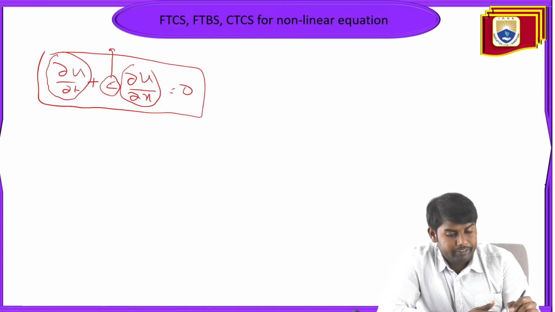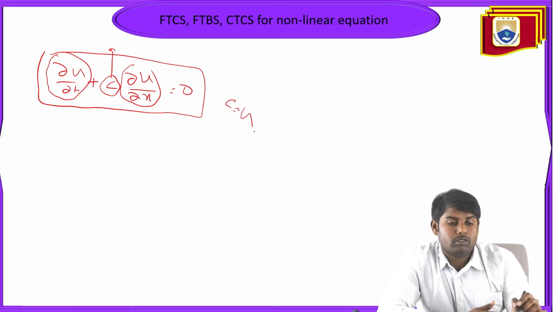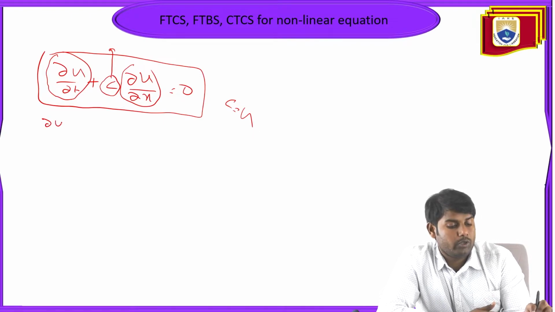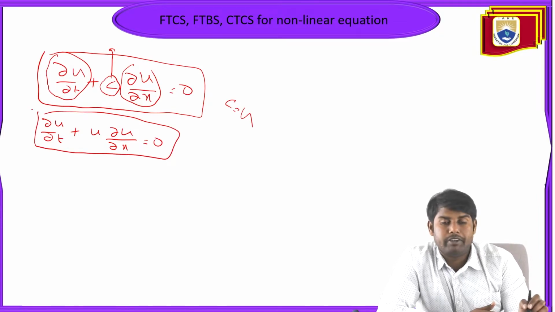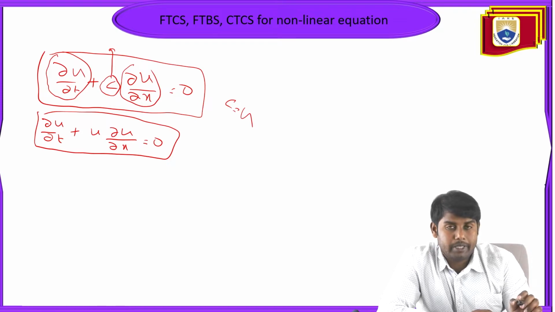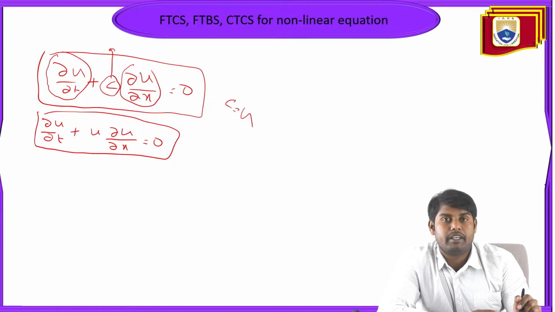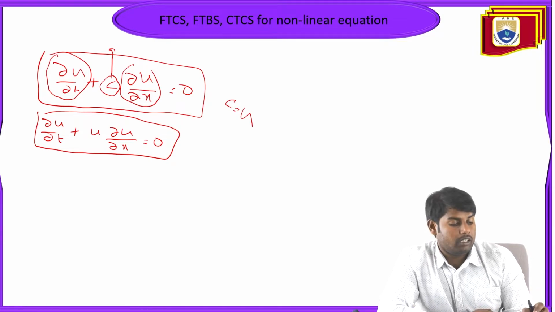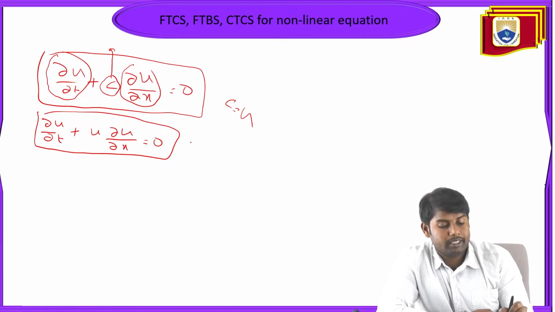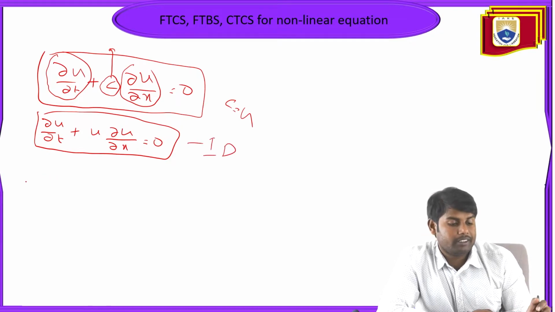Now if you take c equal to u, then what happens? dou u by dou t plus u into dou u by dou x is equal to 0. So we have this equation, which is a non-linear equation. Now we will apply the FTCS, FTBS, and CTCS schemes to this non-linear equation. This is a 1D equation.